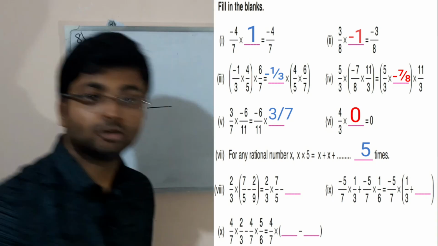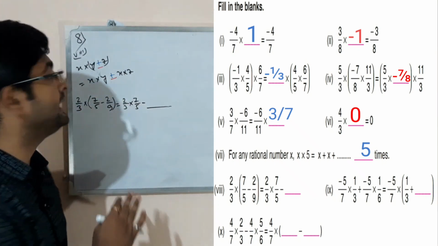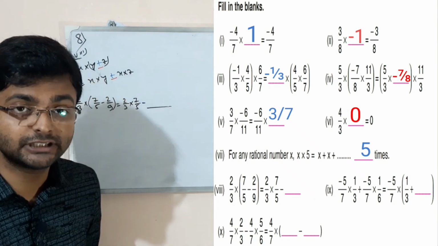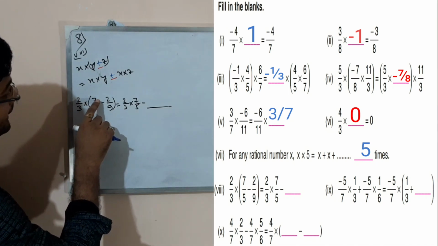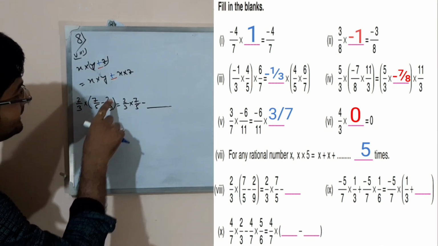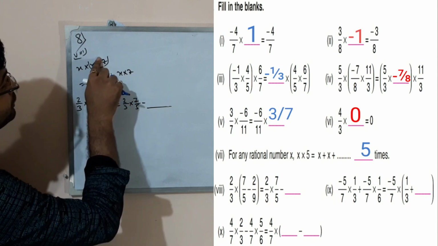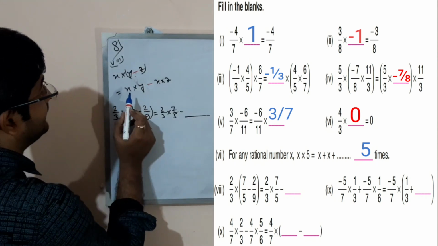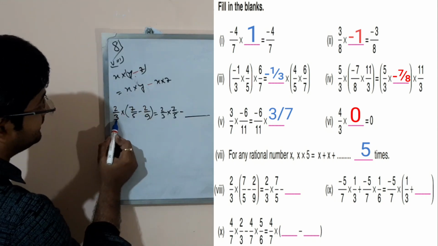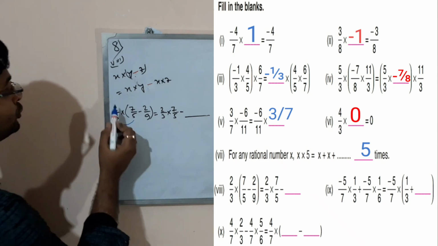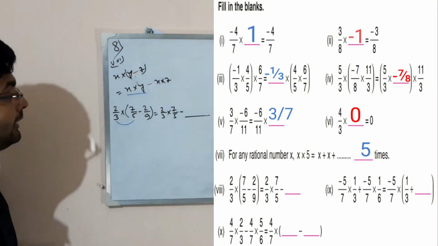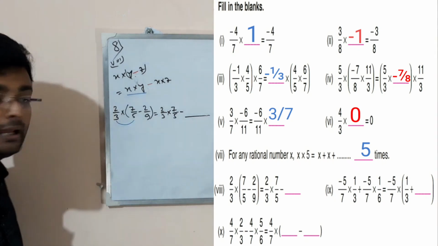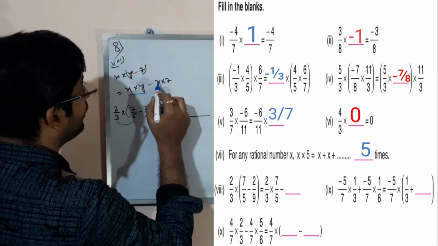So here, students, question number 8, be careful, this is a tricky question. It is given 2 by 3 into bracket minus 7 by 5 minus 2 by 9. That means I have to use the minus sign. So what to do? That is x into y, so you can see that I have to multiply these two first, 2 by 3 into 7 by 5. Yes, it is there because x into y. Now a minus sign, here also a minus sign.